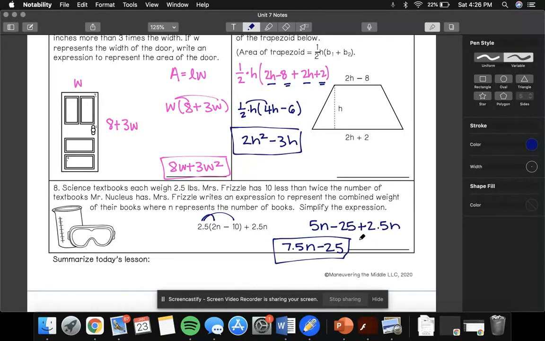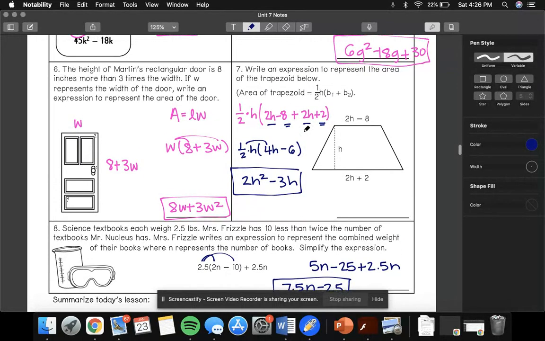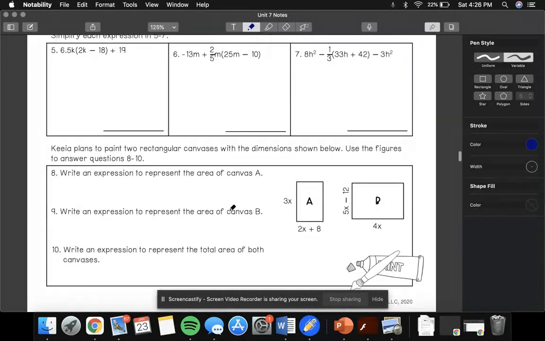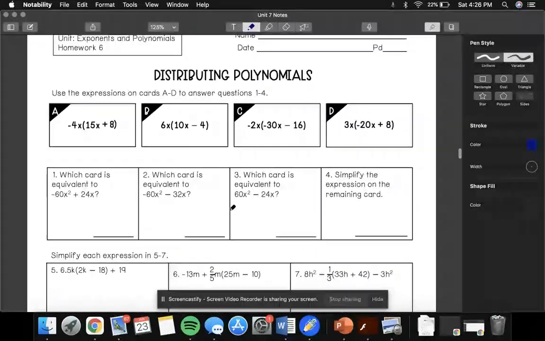So hopefully you guys feel pretty confident with this stuff. It's nothing really new except for sometimes creating exponents as well. So your assignment is on page 17 and it looks like this. See you tomorrow.